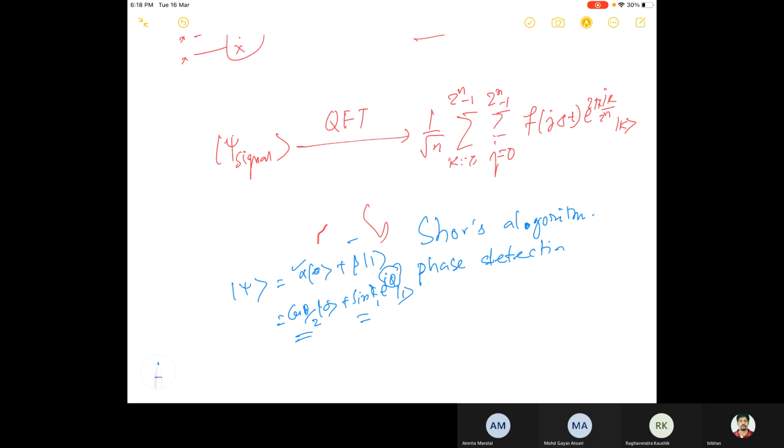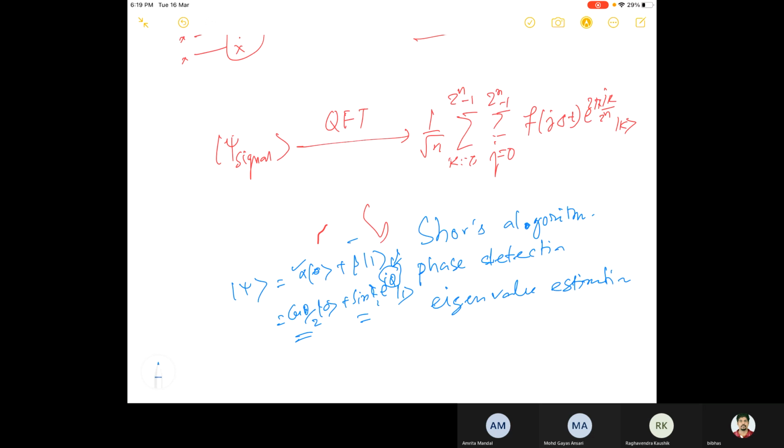The phase factor is the relative phase. This is also called the relative phase. Can we detect this phi? So for phase detection this is used, and then of course the eigenvalue estimation problem: eigenvalue of, let's say, a unitary matrix. In these things, the QFT, quantum Fourier transform, is used.